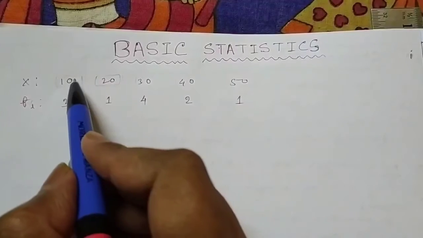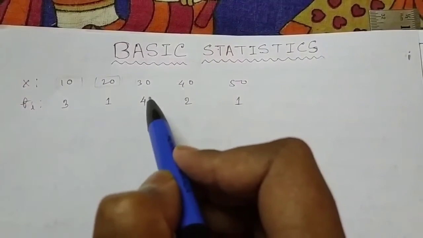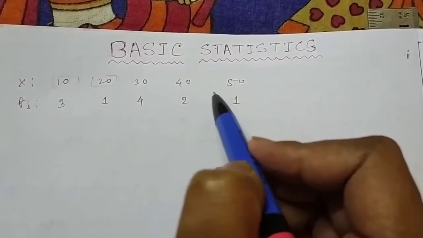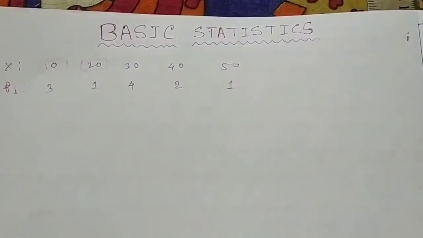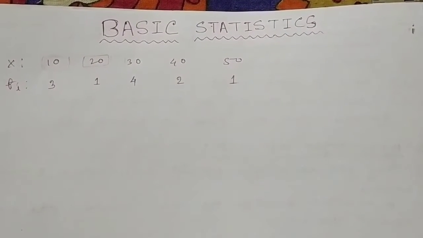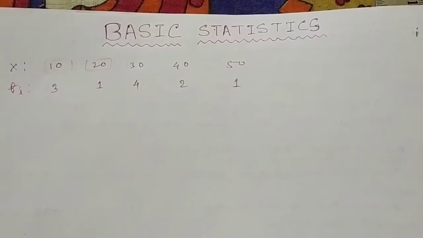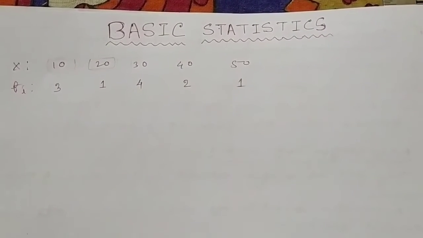So this is the frequency. That means 10 is repeating 3 times, 20 is repeating 1 time, 30 is repeating 4 times, 40 is repeating 2 times, and 50 is repeating 1 time. So this is the frequency. Frequency means the occurring of the data, how many times. That means repetition of the data in the table.